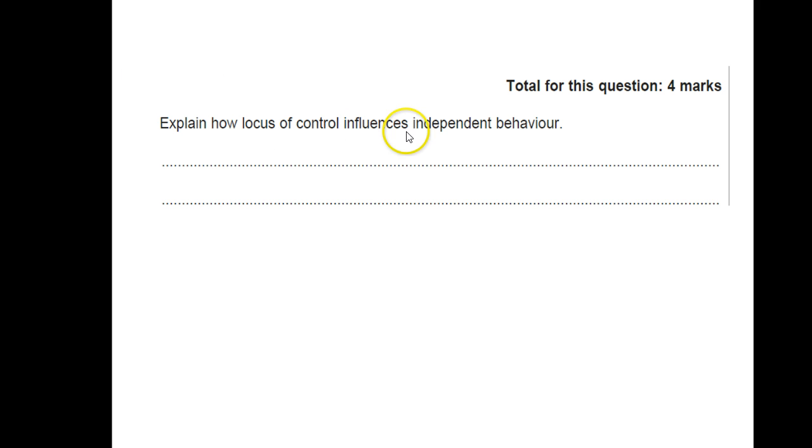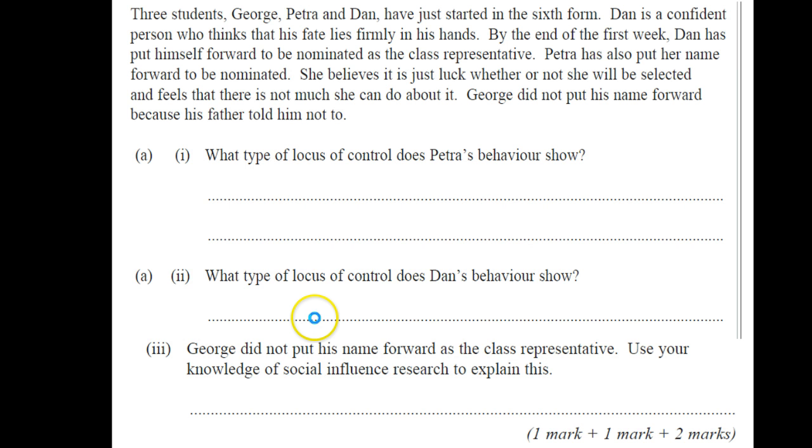Explain how locus of control influences independent behaviour. So we could talk about how researchers found that people who are high internals are more likely to be able to resist pressures to conform or obey. And you could talk about Twenge's research, which found that high externals are more likely to be linked to depression, lack of control, etc. So that should be enough for 4 marks there.